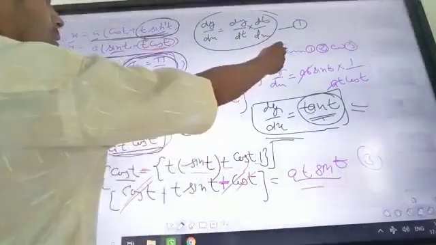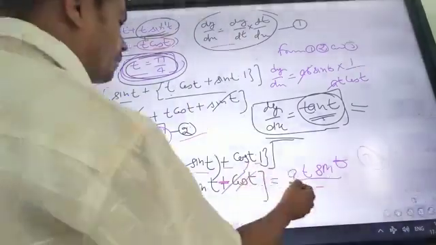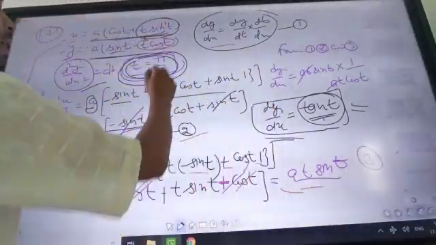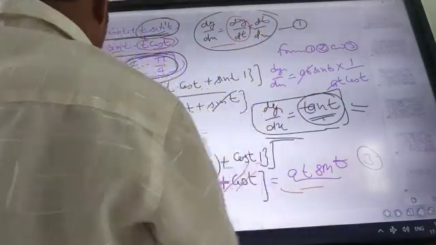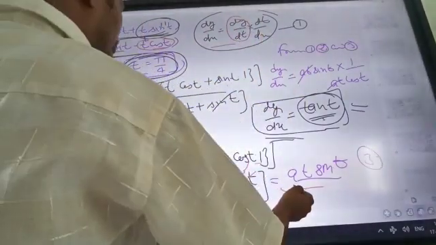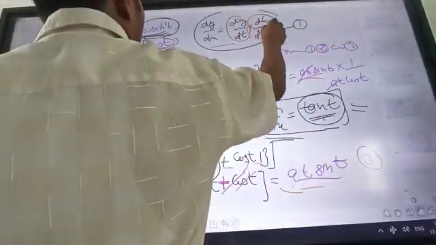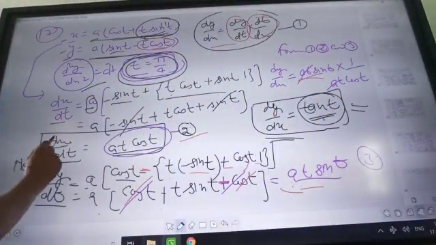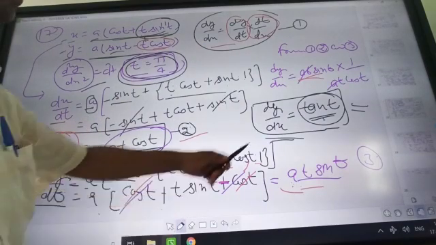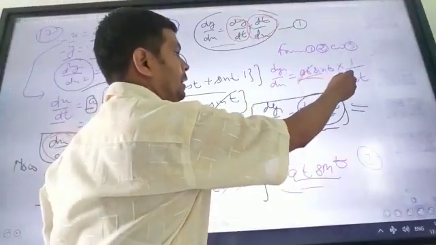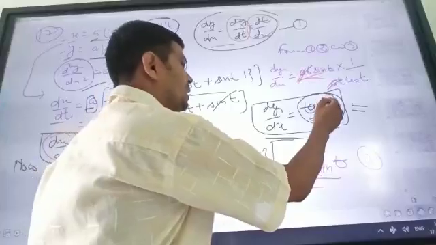So from the first, second and third, dy by dx equals, you will put the value of dy by dt. What is dy by dt? The dy by dt value is a sin t. And what is the value of dt by dx? That means the reciprocal, here the reciprocal value of this one is 1 upon a cos t. a and a will cancel out. This gives us sin t upon cos t, so this gives us tan t.